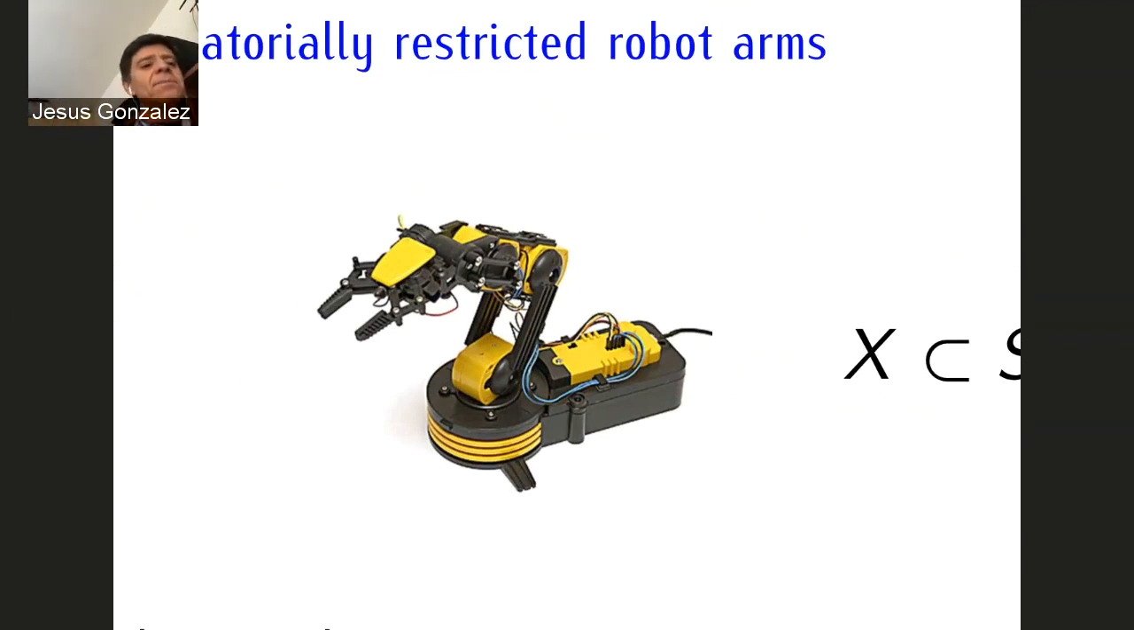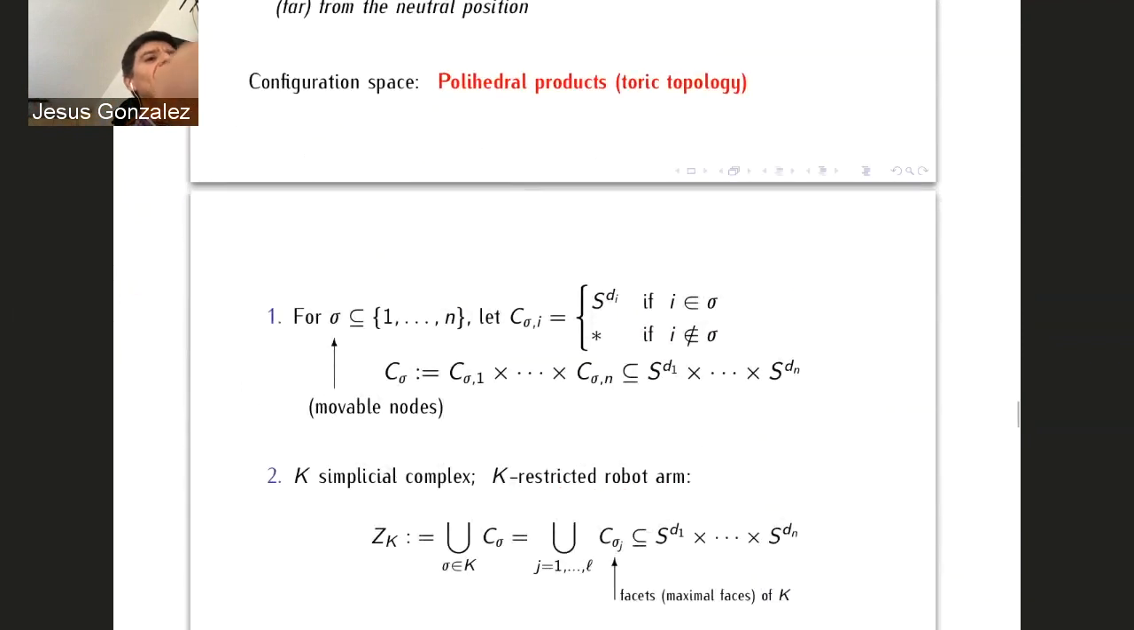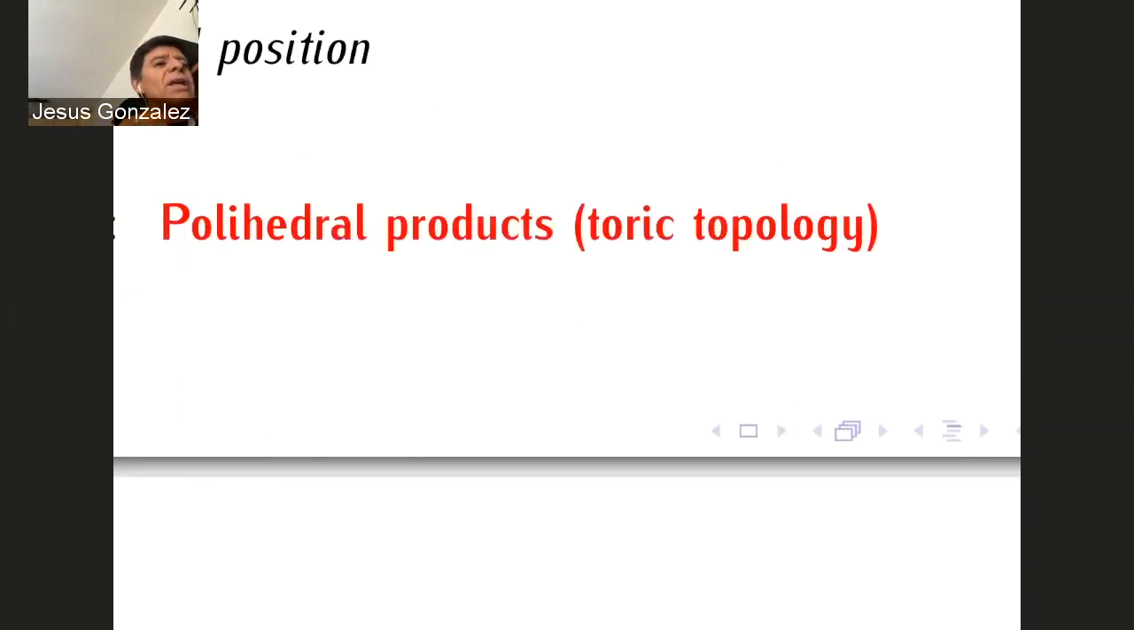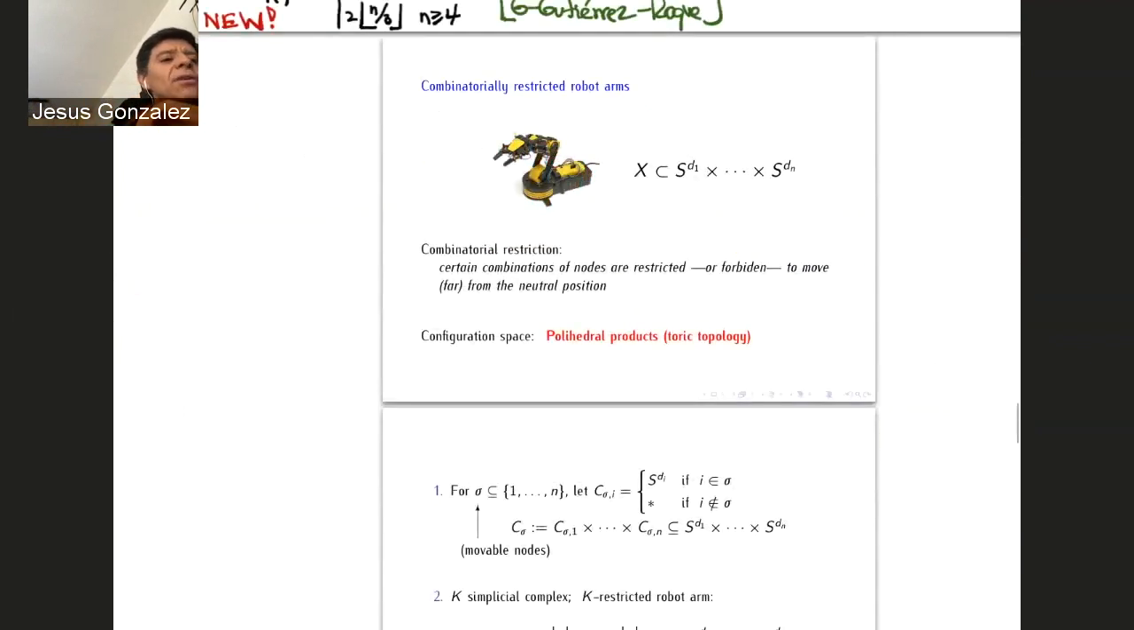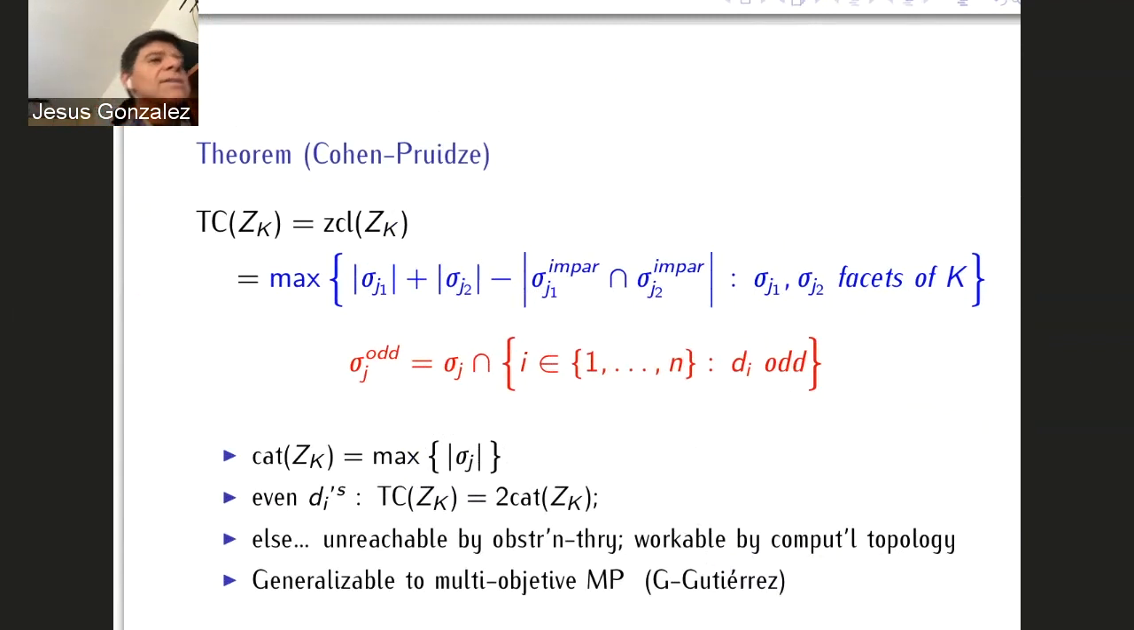And the spaces that arise from this kind of robots come from toric topology. They are known as polyhedral products. And computing their topological complexity is known by work of Dan Cohen and a student of his, last name Pruzzi. They describe the topological complexity of these polyhedral products. And the answer is rather explicit, and it actually agrees with the lower bound given by cohomological information. So this is an example where you have to improve the upper bound given by homotopy information.